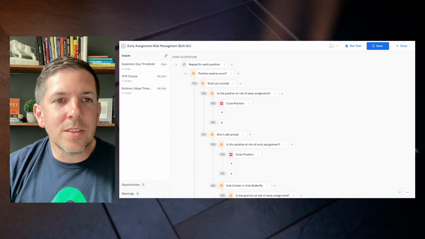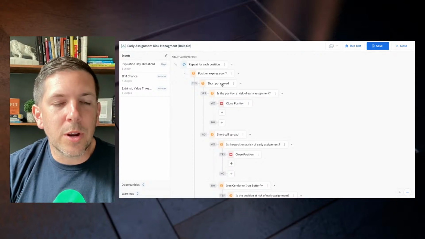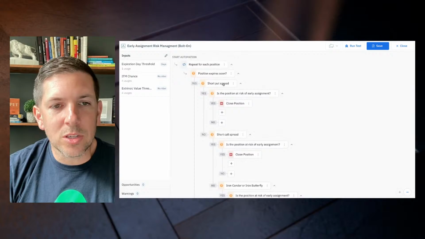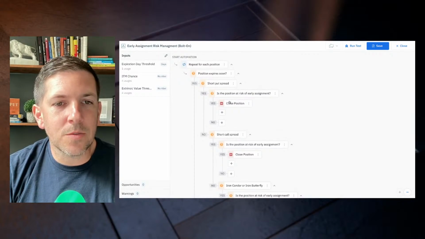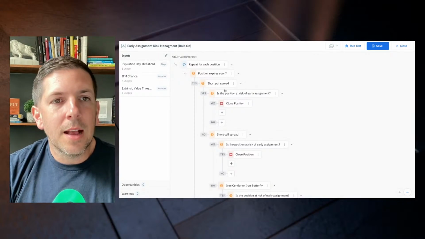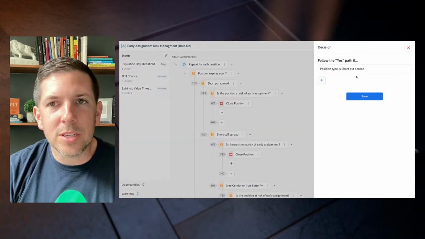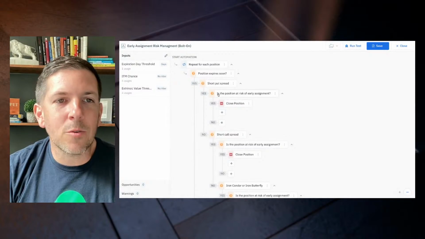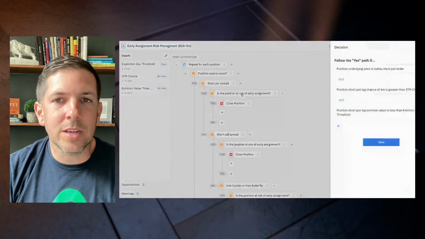Now, the next stage in this case is trying to evaluate if the position is a short put spread or a short call spread or an iron condor or an iron butterfly. It's just doing a series of evaluations for those different types of positions. Let's say we have a short put spread. The position is a short put spread. It's just asking, is the position type a short put spread? Then it's going to ask the question, is the position at risk of early assignment?